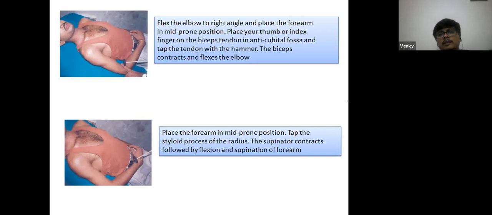So in case of inverted biceps, there will be extension of the elbow present. Inverted supinator means only finger flexion will be present.